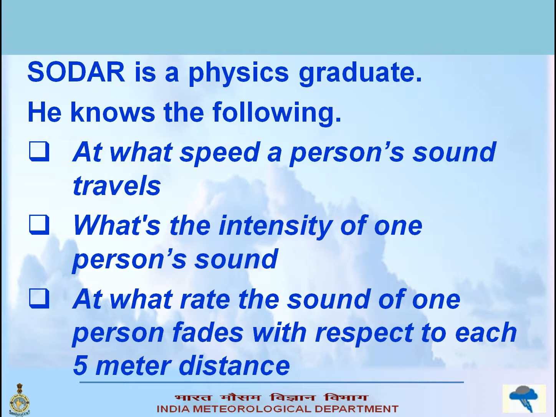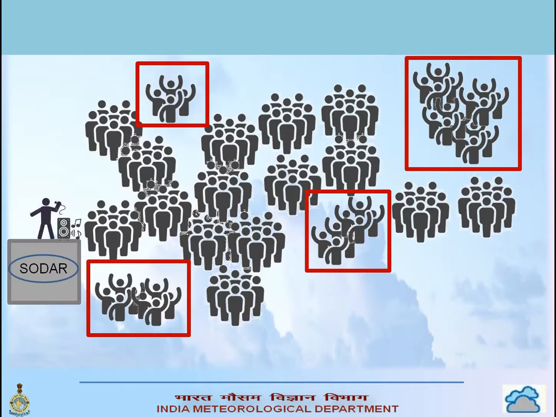That means the sound will not be the same intensity when it reaches the singer. It will definitely fade, or its intensity will decrease. So he knows at what rate the sound intensity is decreasing. Then he knows the speed of the sound, and he knows the intensity of sound that a single one of his die-hard fans makes. So he's intelligent. He knows how to make use of the information for his benefit.